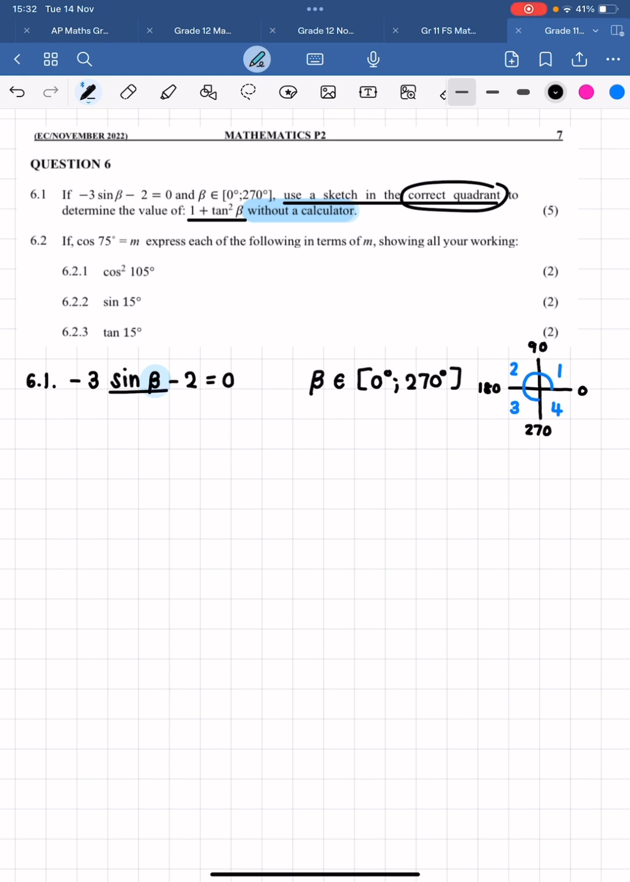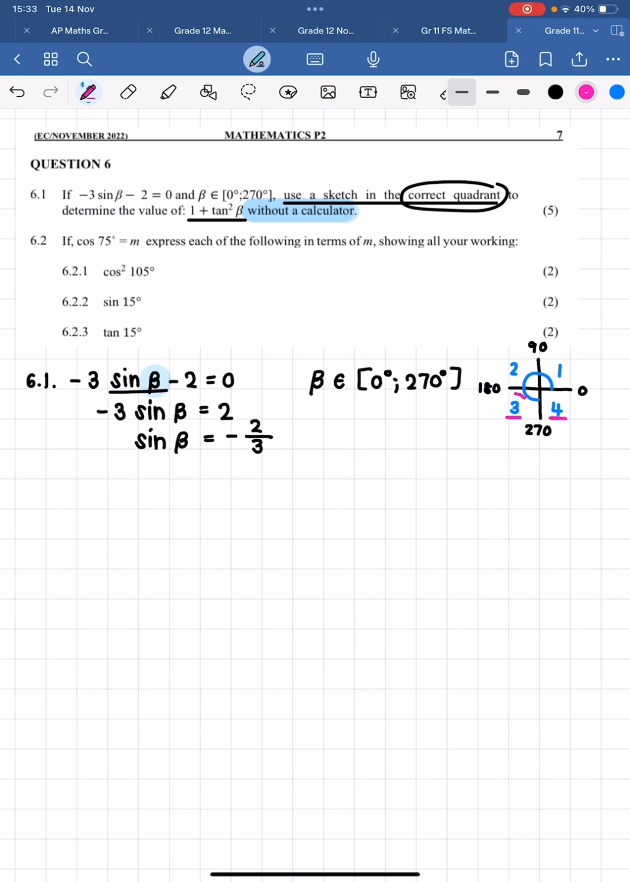Now we're going to have to make sine beta the subject in this equation, because that will tell us, is sine positive, is it negative? That will give us an idea of what our quadrant is going to be here. So first I'm going to move the negative 2 over, or I'm adding 2 to both sides to get rid of that negative 2, so I'm left with that. Now I need to divide by negative 3. So I'm left with negative 2 over 3. So sine is negative. Now in which quadrants is sine negative? In quadrants 3 and 4.